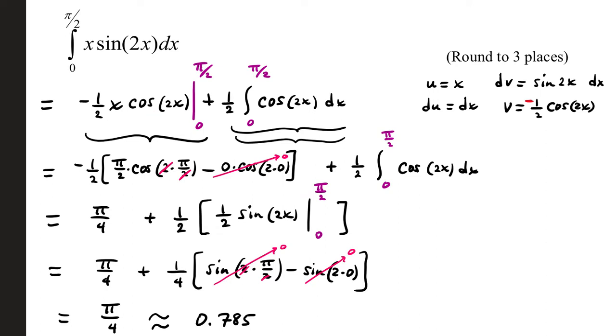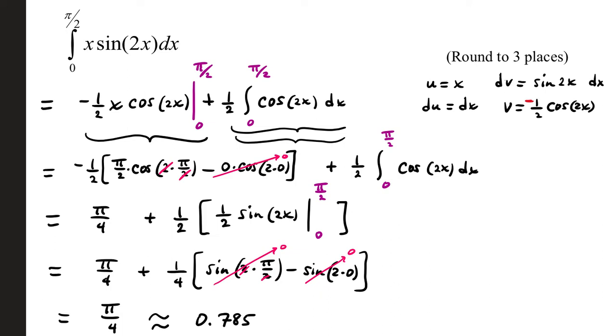In this first half, we have negative 1/2, and then we substitute pi over 2. Pi over 2 times cosine of 2 times pi over 2. Your 2's cancel. Cosine of pi is negative 1, so that gives us negative pi over 2. 0 times cosine of this is going to be 0, just simply by multiplying by 0. So we have negative 1/2 times negative pi over 2 for positive pi over 4 out front.